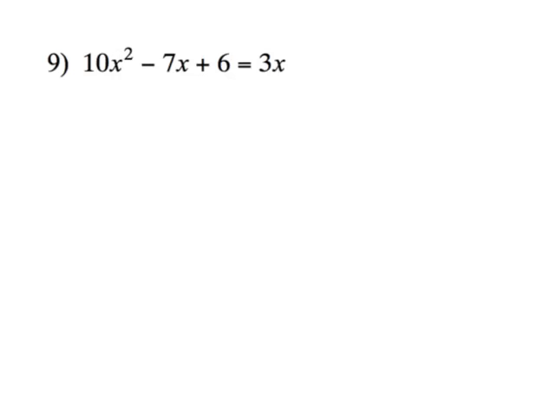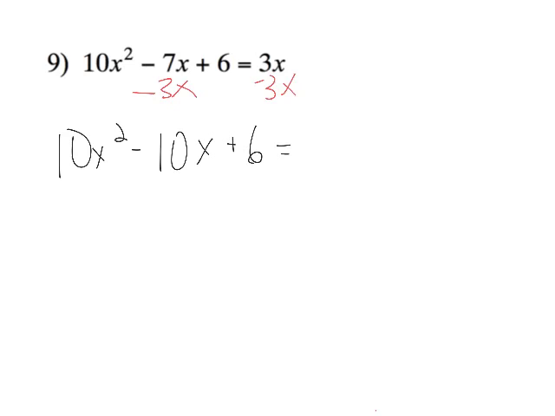I forget what the directions are for number 9. Number 9 should be a quadratic formula one. Okay, so I was going to factor, but we probably wouldn't have been able to factor. Anyway, ultimately, subtract 3x from both sides, right? So we get 10x squared minus 10x plus 6 equals 0.